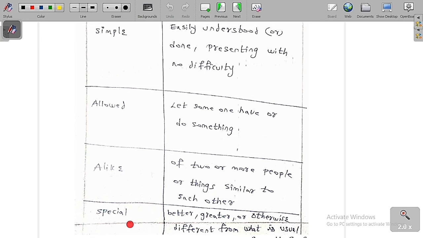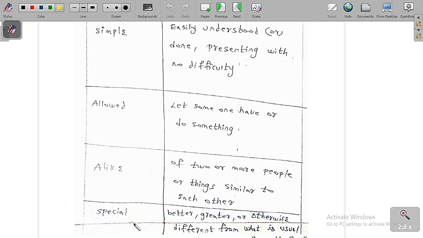And special means better, greater, or otherwise different from what is usual. Special means something which is very unique from the others, very much different, something which is not the same as others. So unique and special have the same meanings. They are called synonyms.